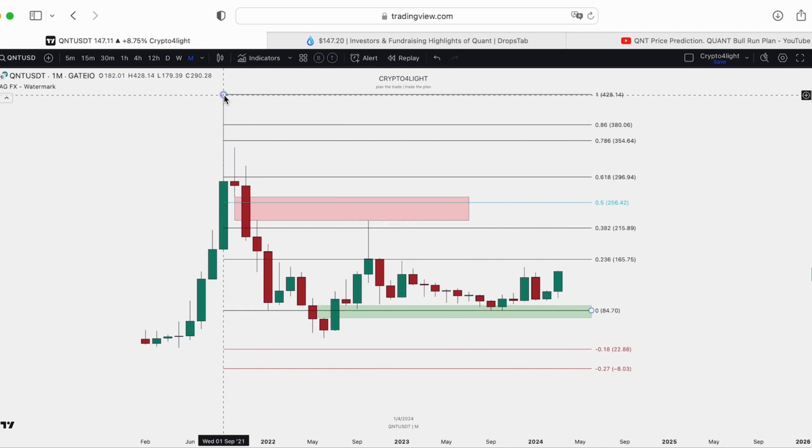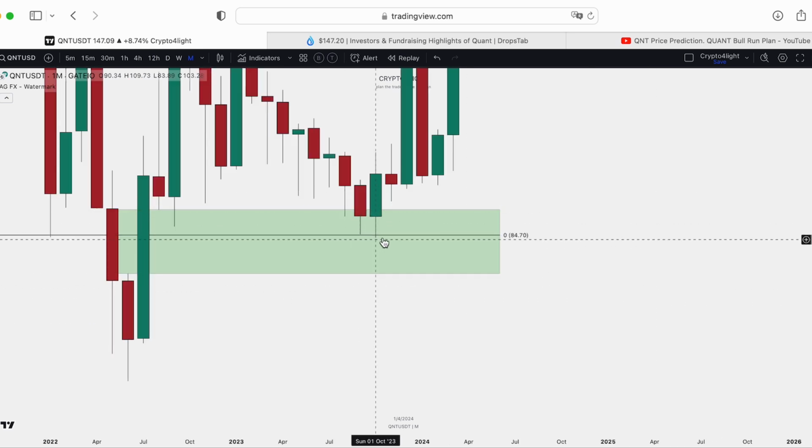So this was a top at 428. We drop it down. This is a monthly time frame. Find a support in January 2022 at $84. Didn't even test the 18 level by Fib, $22.88. A few times here, retest the zero level.